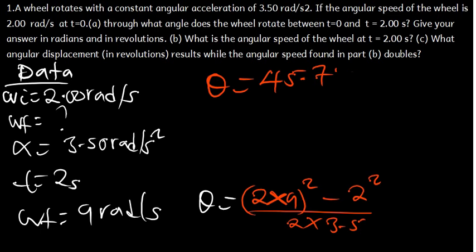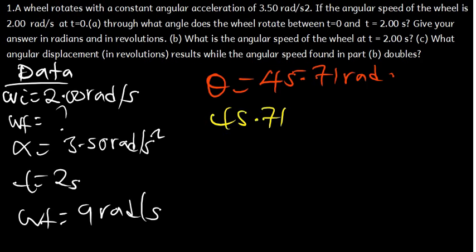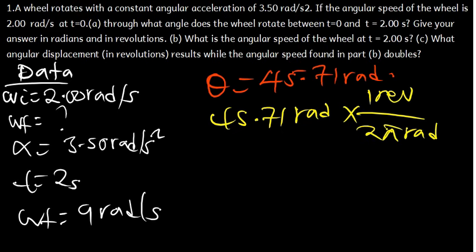45.71 rad. They want the answer to be in revolution. I'll convert this into revolution. So I know that 45.71 rad times, in 1 revolution there is 2 pi rad. I'll cancel these 2. So I'll have 45.71 divided by 2 pi.